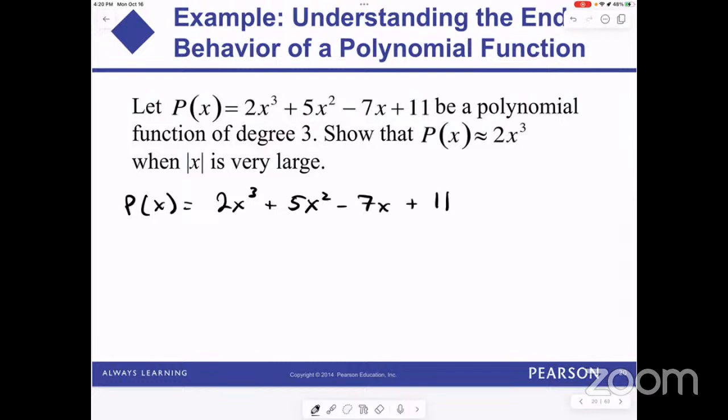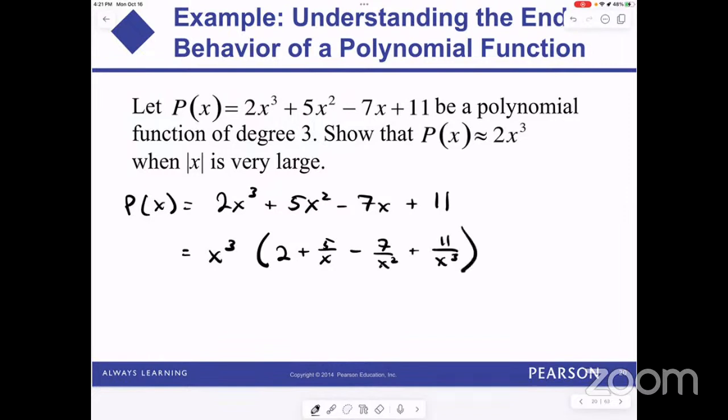So next, let's factor out x cubed from all the terms. We're going to be left with 2 plus 5 over x minus 7 over x squared plus 11 over x cubed.